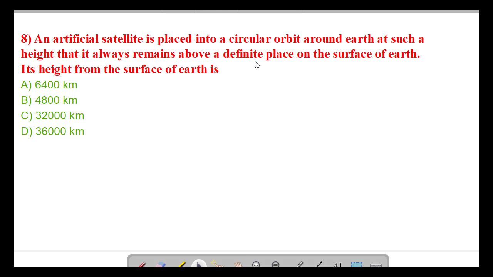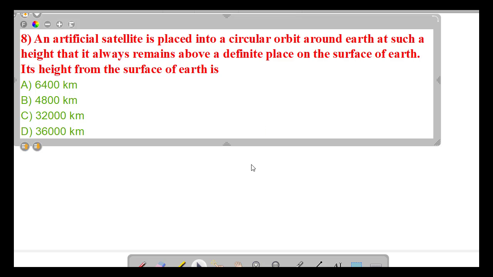Next is question number 8. An artificial satellite is placed into a circular orbit around Earth at such a height that it always remains above a definite place on the surface of Earth. Its height from the surface of Earth is. Now whatever is given to us regarding the artificial satellite, it is an example of a satellite called a geostationary satellite. So what is the property of a geostationary satellite?